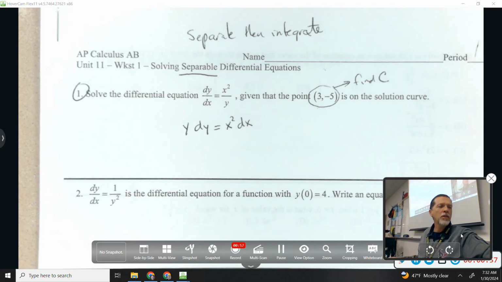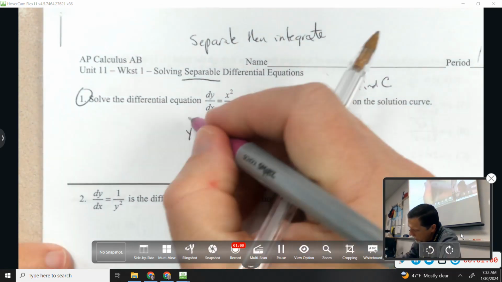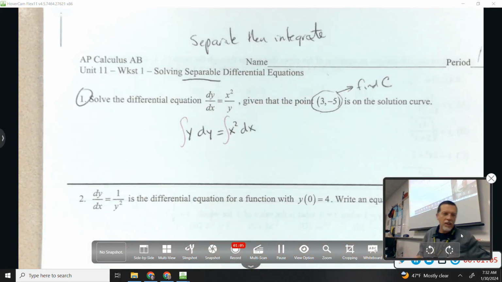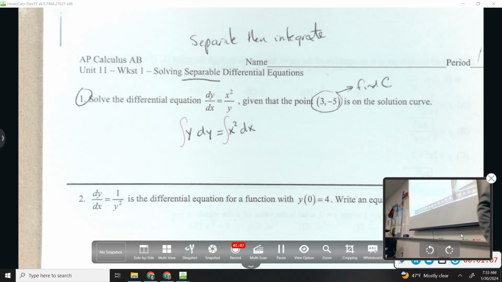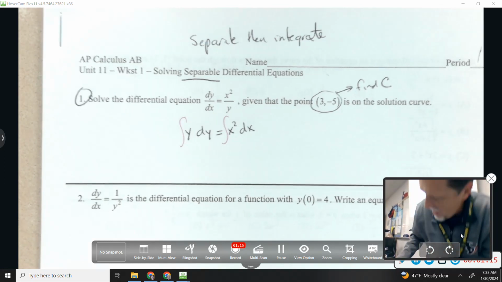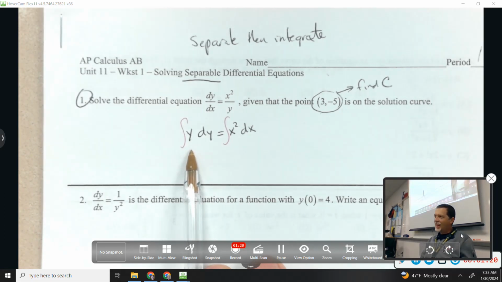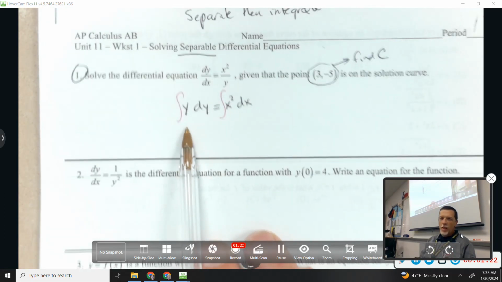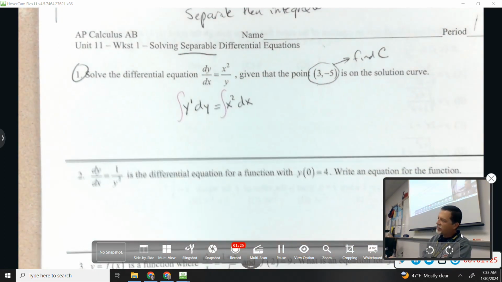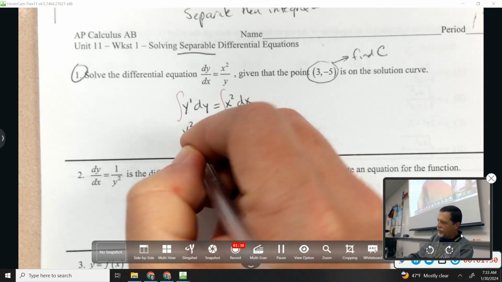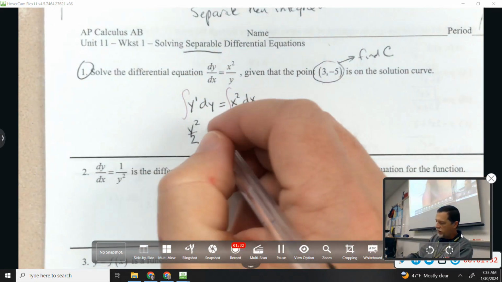Next we'll integrate both sides. So Tyler, what's the antiderivative of y dy? Handle the left side for me. Remember, this is y to the first, if that helps. So it's y squared over 2. Good. Increase the power by 1, divide by the new power. Good.